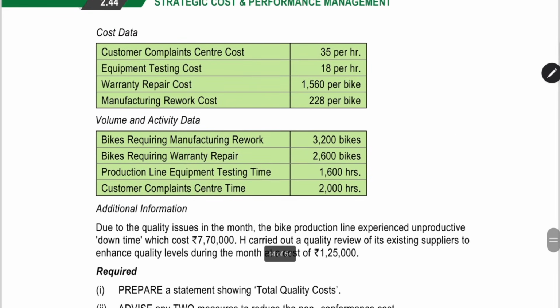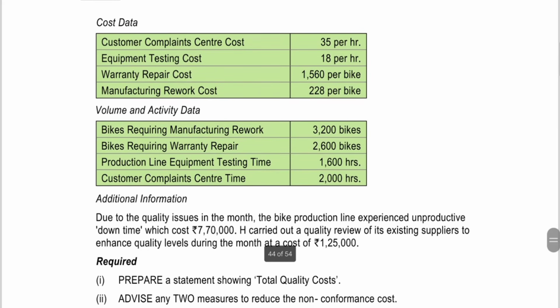Now, for the total quality cost statement, as we already know, we have to classify the activities and costs into prevention cost, appraisal cost, internal failure and external failure. As we already saw in the definition part and concept part, we know what is internal failure, what is external failure, and what costs come inside each.